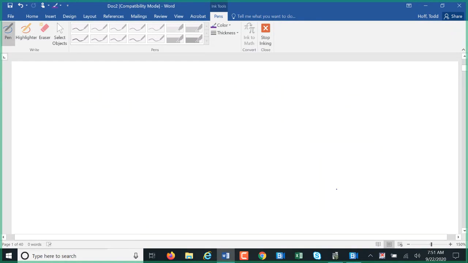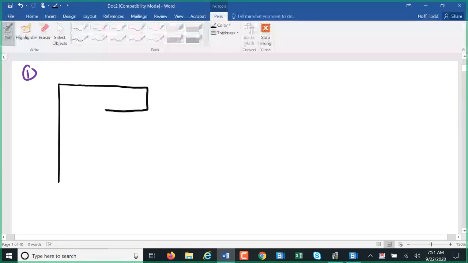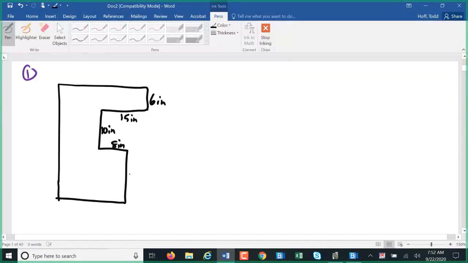I'm going to have you guys try a couple in your notes. Let's do them. Again, assume all those are square corners, even though they're a little off. Find that one and this one.